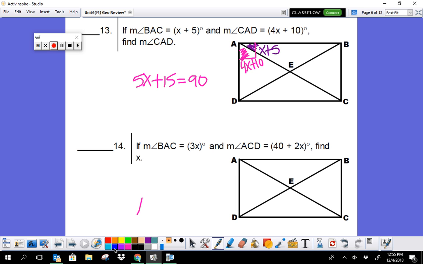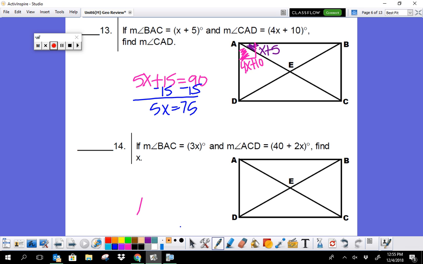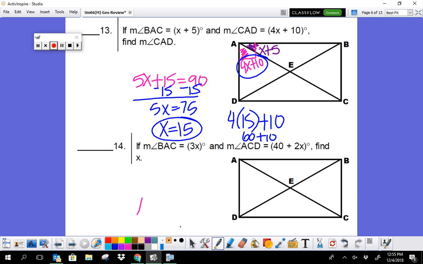I'm going to subtract the 15. So 5x equals 75. I'm going to divide by 5. And 75 divided by 5 is 15. Okay, now they do want me to find CAD, so that's 4 times 15 plus 10. 4 times 15 is 60, plus 10, so that angle is going to be 70.